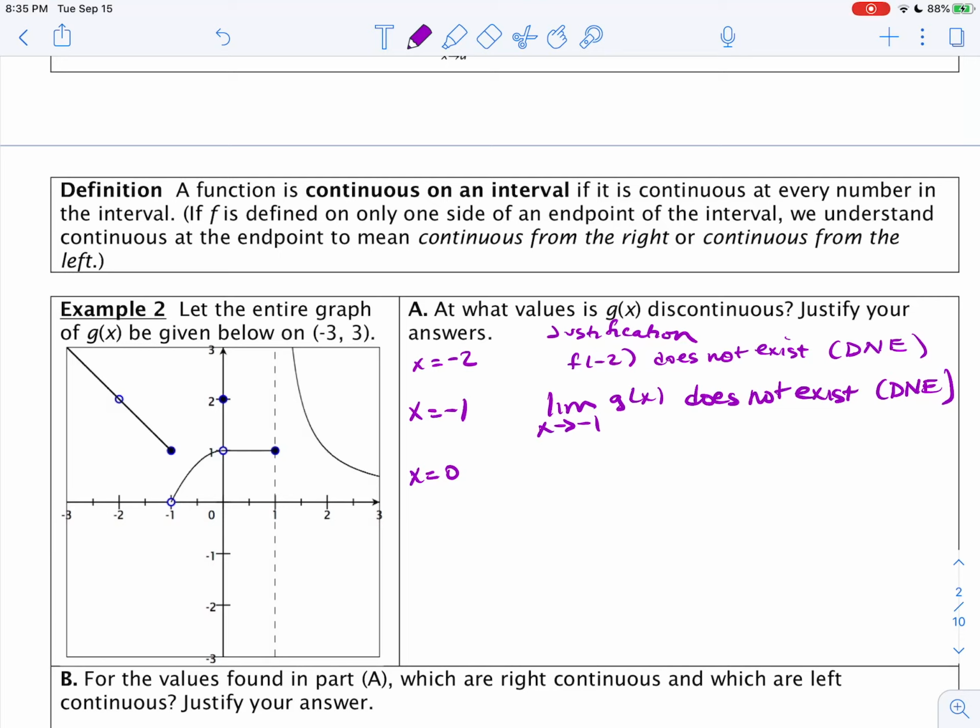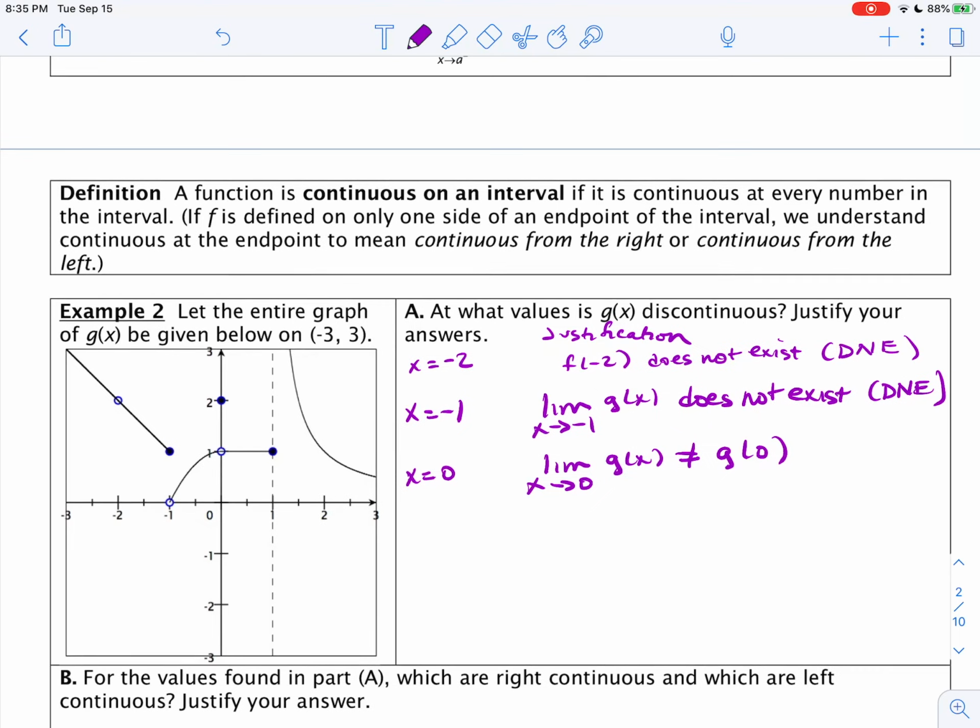And at x equal to 0, the final one is that the limit as x approaches 0 of g of x does not equal g of 0, right? G of 0 is equal to 2, and the limit as x approaches 0 of g of x is equal to 1, right? We have the limit from the left equals the limit from the right, so the limit exists and it's equal to 1, but this is the function output of g of 0, and it is not equal, so they are discontinuous. Is that helpful?